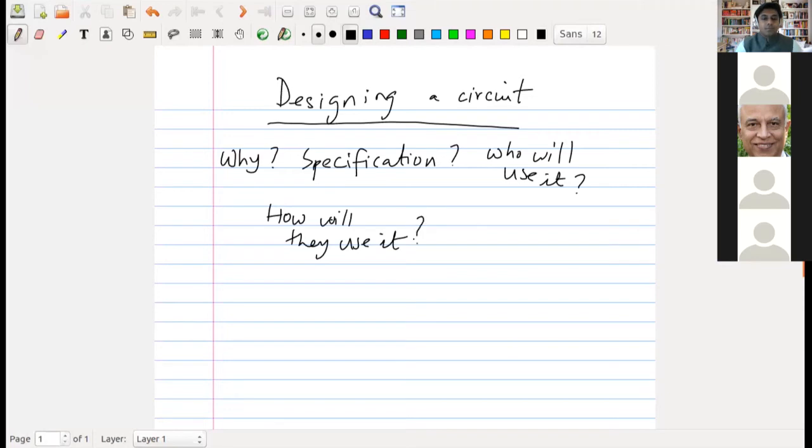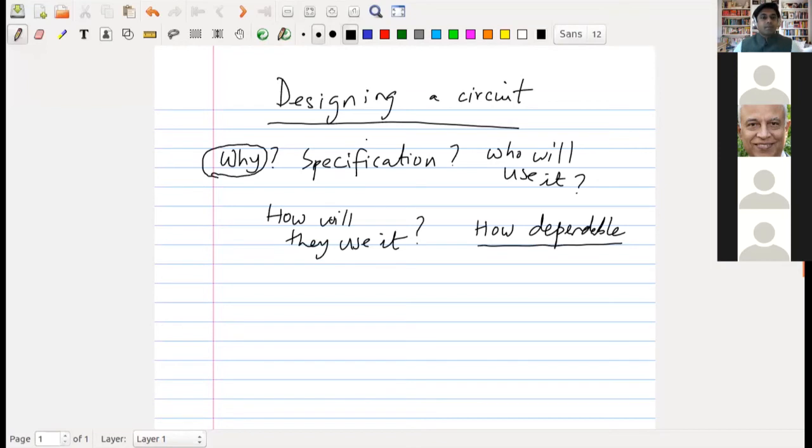And how dependable do you want it to be? See, all these questions are very important. For example, let's say why. Each of you who's going to be designing a circuit in this exercise will have a goal as to why you want to design that circuit.